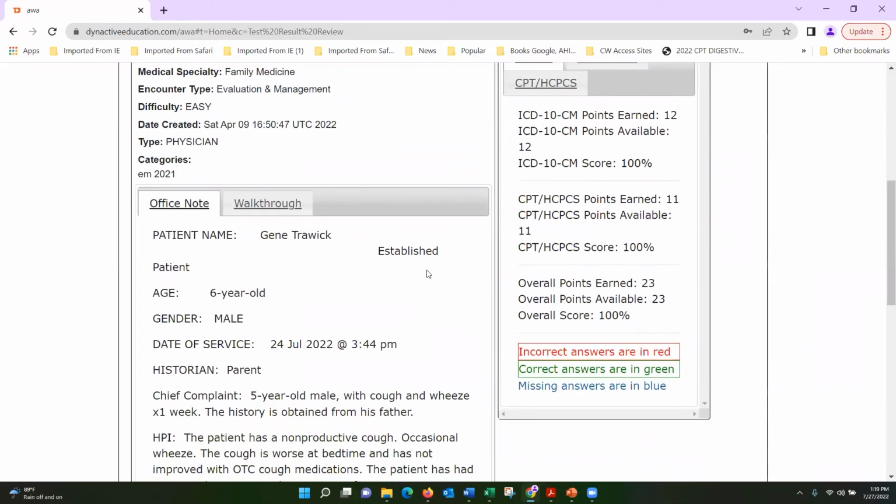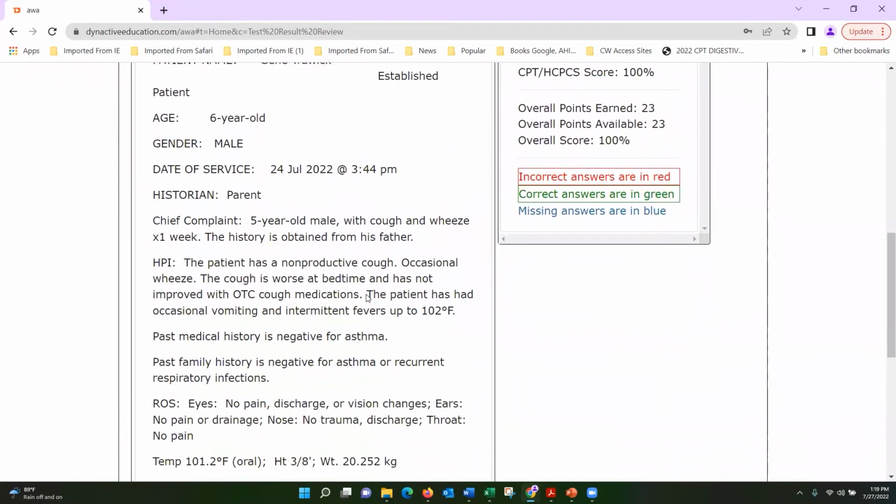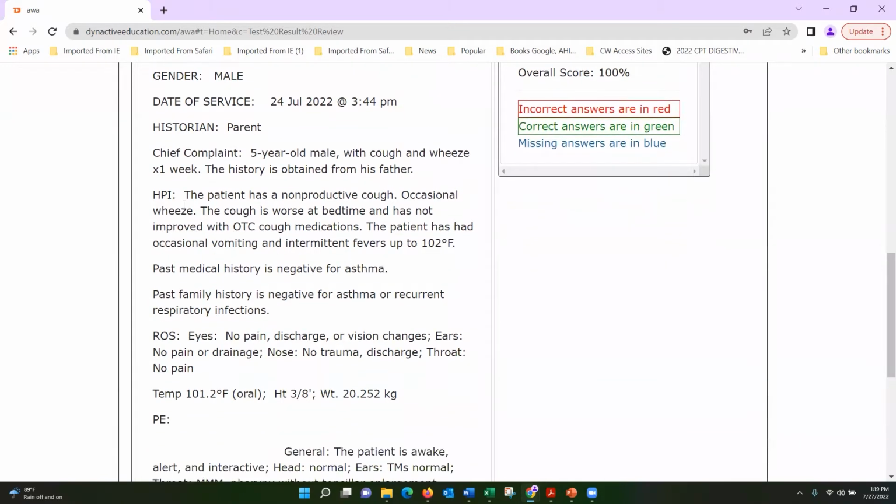We got a 6-year-old established patient. Parents, our historian. He's a 5-year-old male with cough and wheeze times a week. The history is from his dad. Our history of present illness.